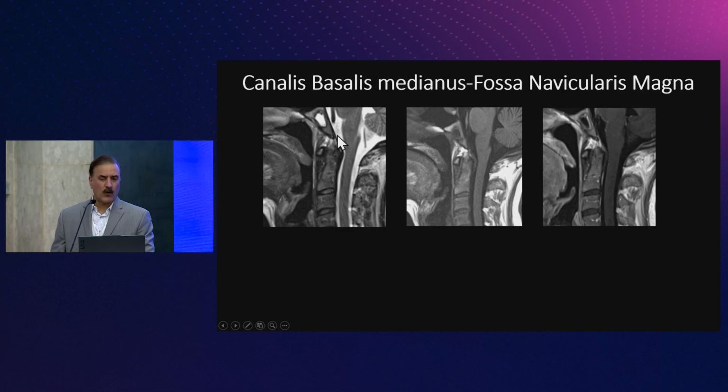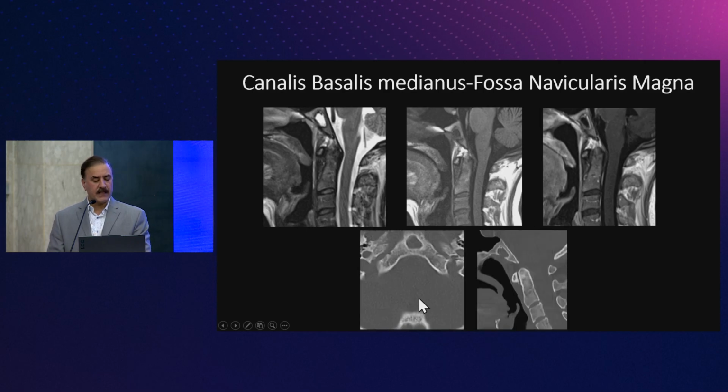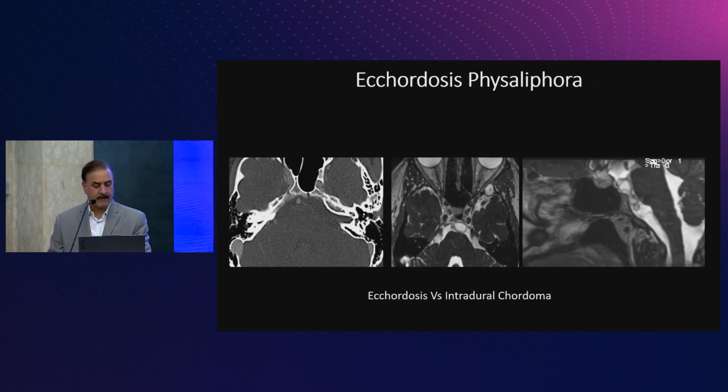When you have a more cystic appearing lesion within the clivus per se, you start to think about fossa navicularis magna. And when you get CT on these patients, which you should get, you will start to see that there is a defect on the anterior wall, and most of it is sclerosis around it. So that's a typical appearance, typical location for fossa navicularis.